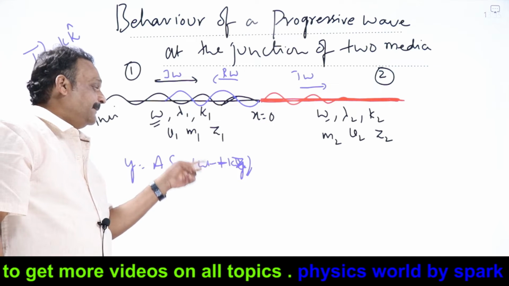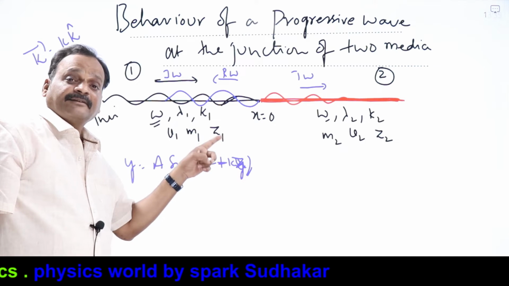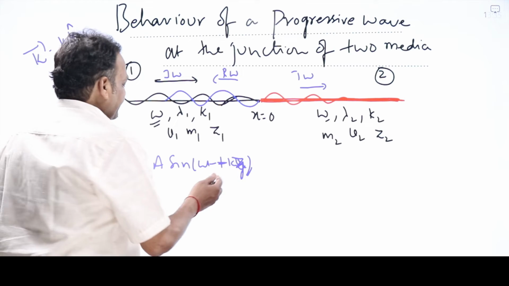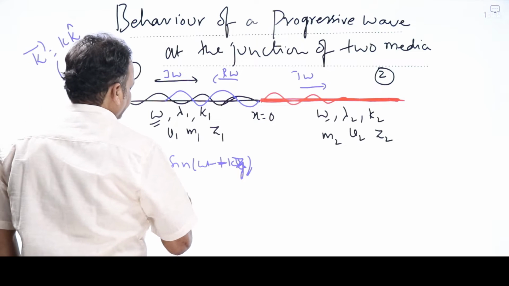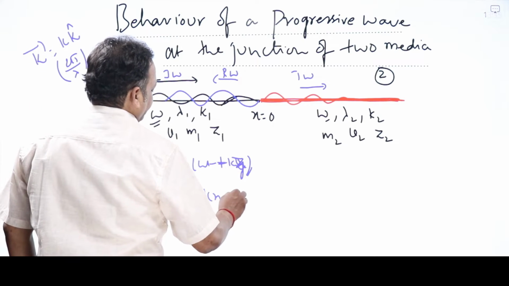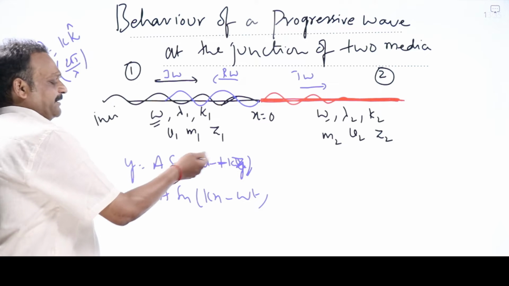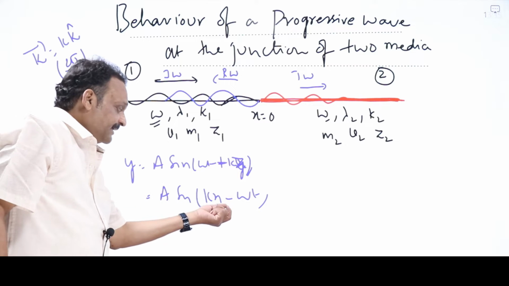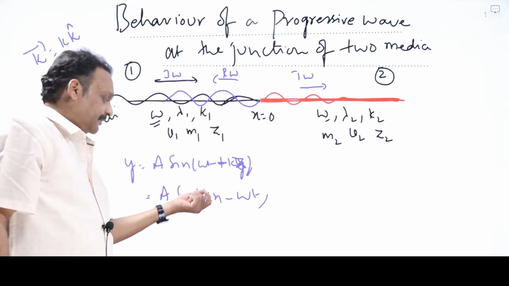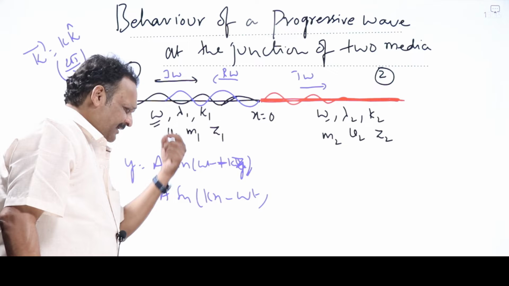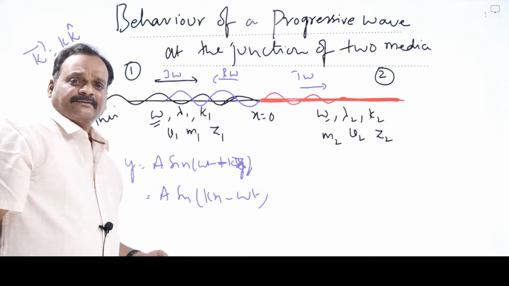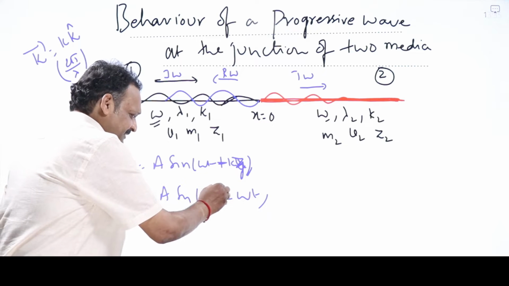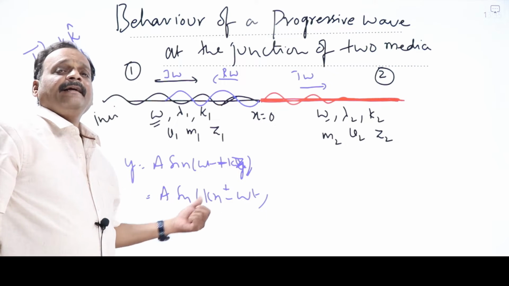If omega t plus kx is there, it is a wave propagating along the negative x direction. It can also be written as A sine(kx minus omega t). Whatever the form, omega t minus kx or kx minus omega t, it only represents the phase difference. A minus sign inside the brackets indicates motion along the positive direction; a plus sign means the wave is moving in the negative x direction.